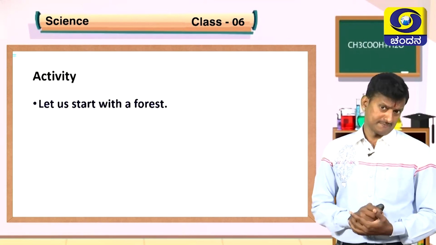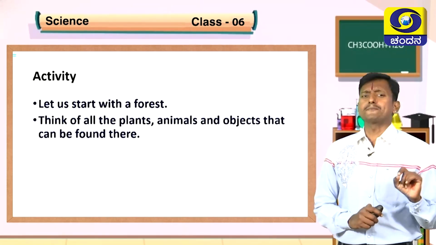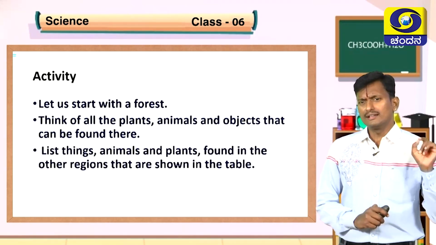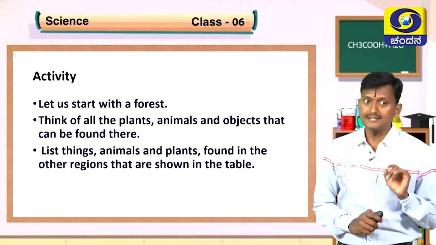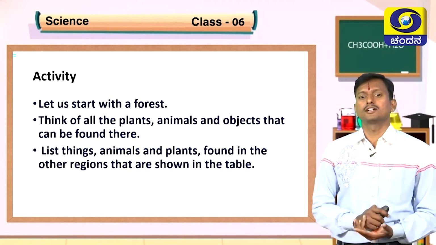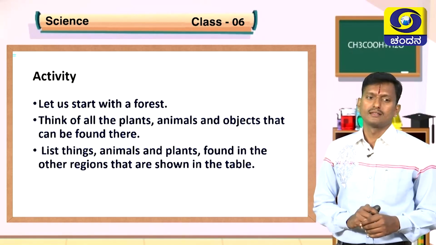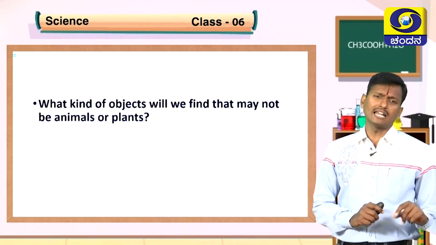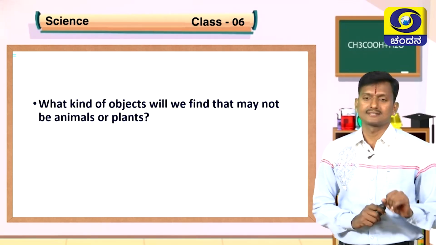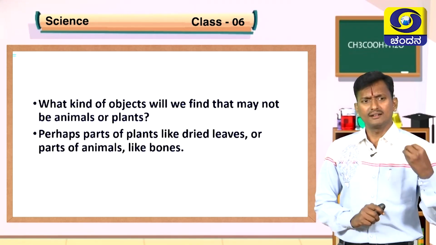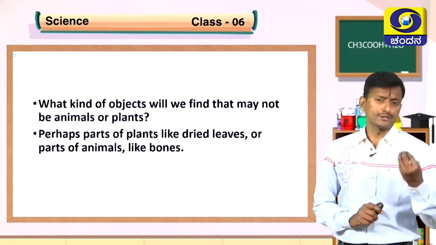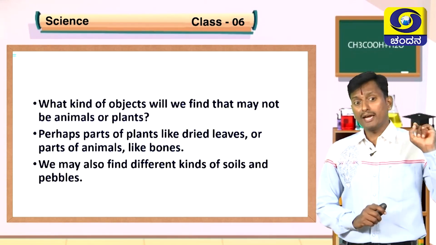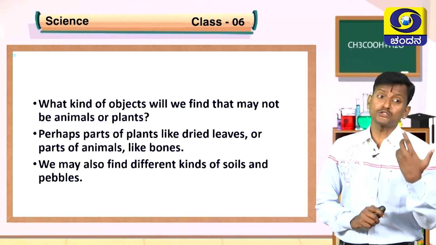Let us start with a forest. Think of all types of plants, animals and objects that can be found there. List things, animals and plants found in the other regions that are shown in the table. In the table, what kind of objects will we find that may not be animals or plants? That means we find dried leaves or parts of animals like bones, etc. We may also find different kinds of soil and pebbles.